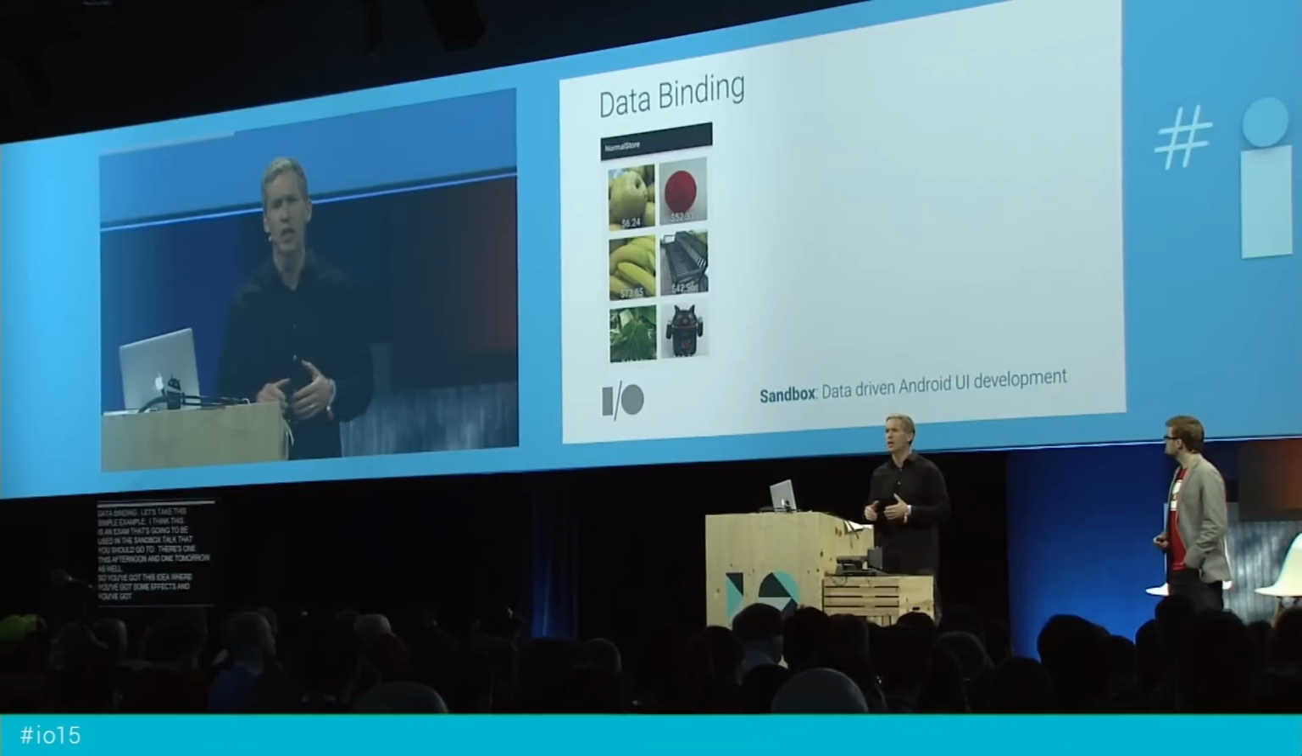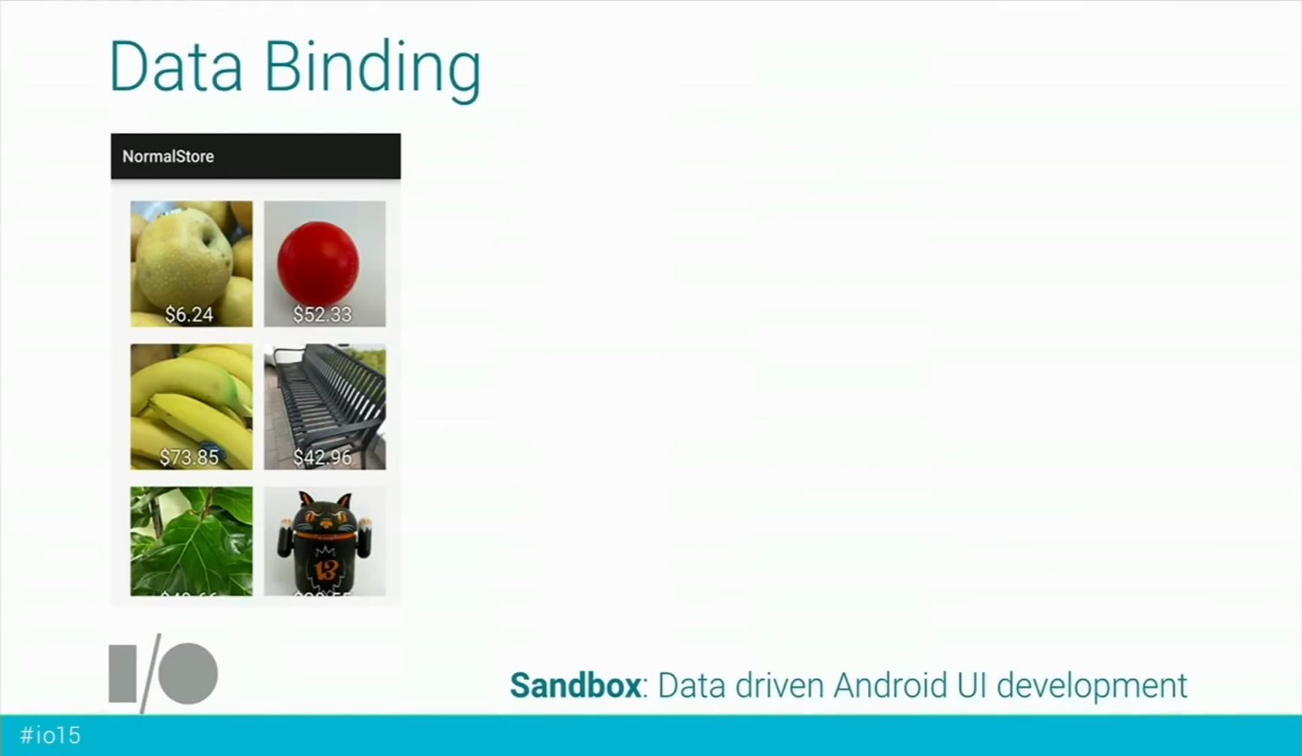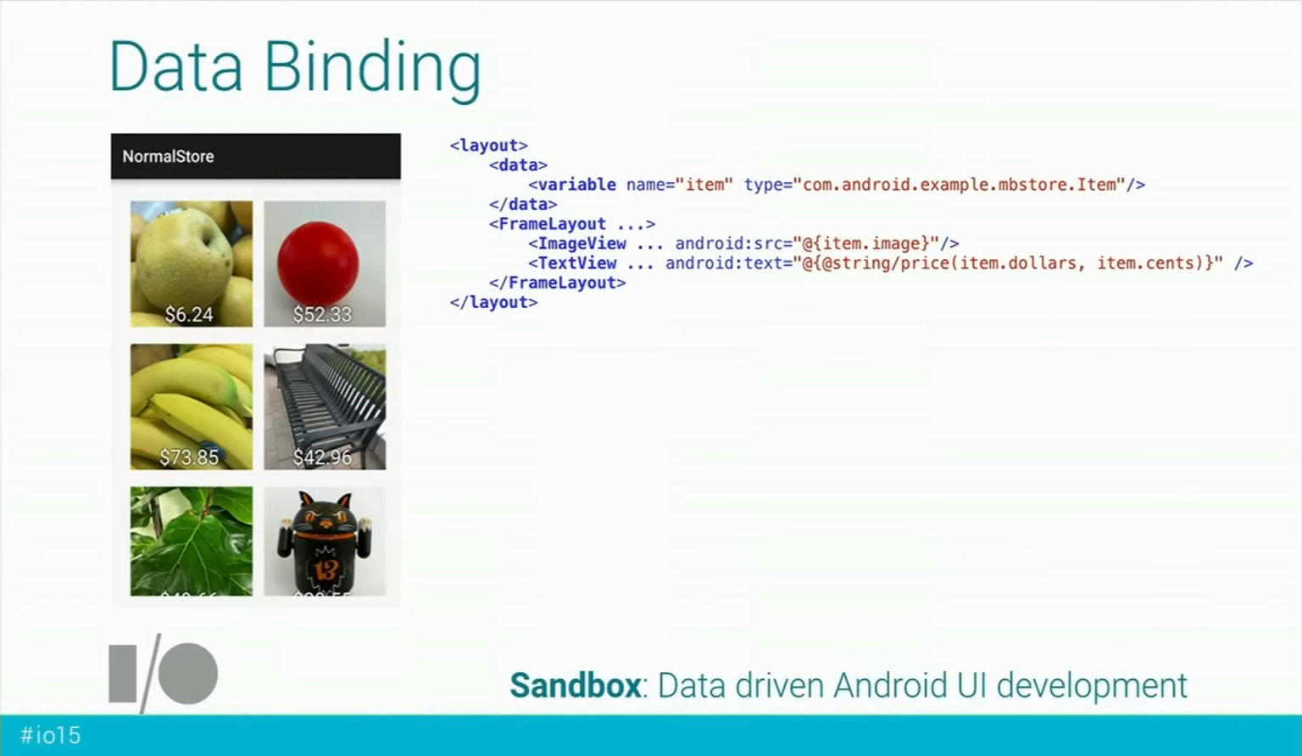Let's take this simple example. I think this is an example that's going to be used in the sandbox talk that you should go to. There's one this afternoon and one tomorrow as well. So you've got this idea where you've got some pictures and you have prices associated with the items that are shown in the pictures. So you probably have some item in your recycler view that's binding to some text view and image view. Through data binding, we don't have time to go through the entire example, but I can sort of show you the end result.